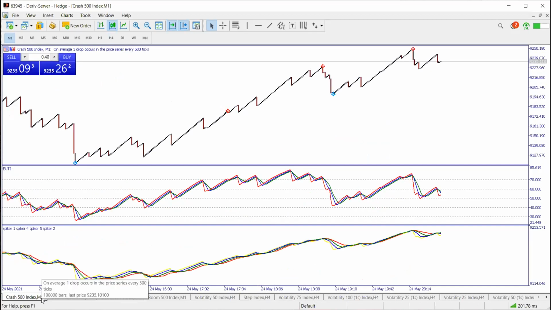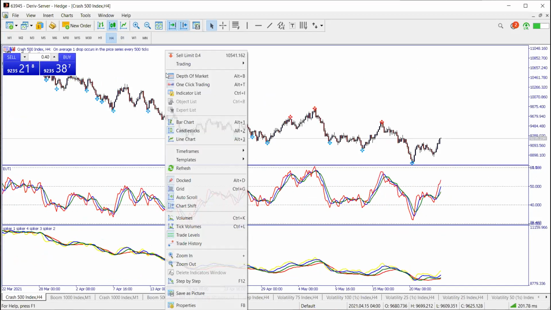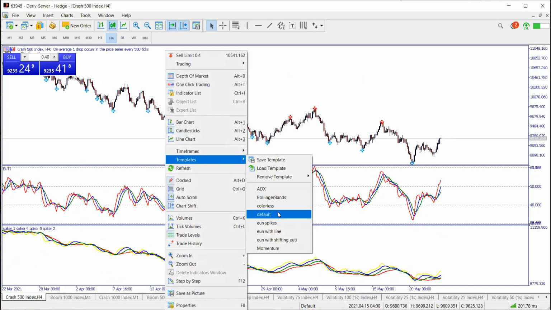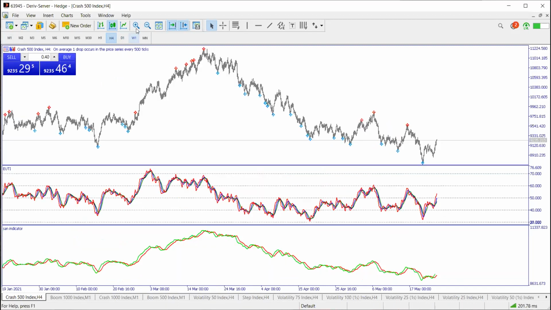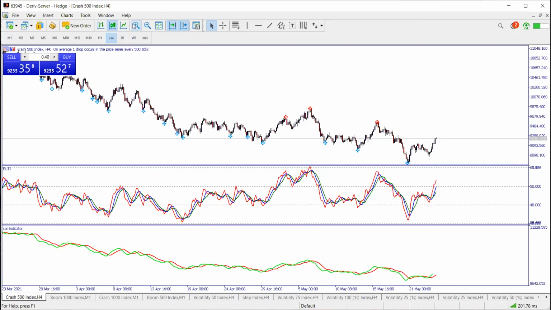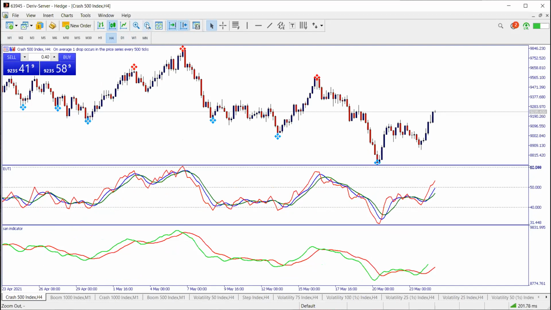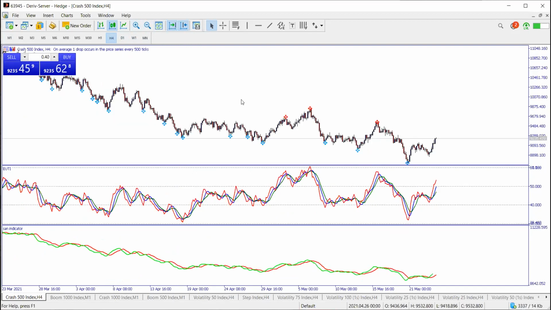So let me see. This one is called Yun Spiker. Let us begin from here. Let us use the Yun1 strategy on Yun Spiker. We will have a different lesson about it. So Crash 500 is in buy.